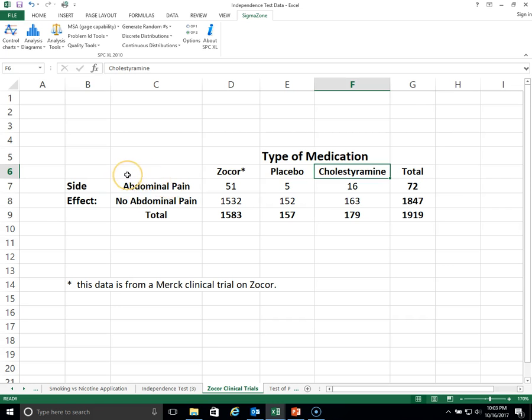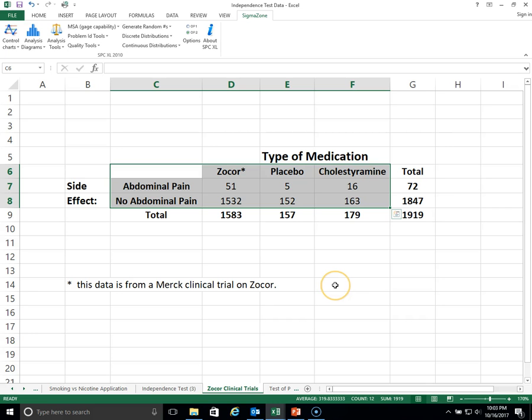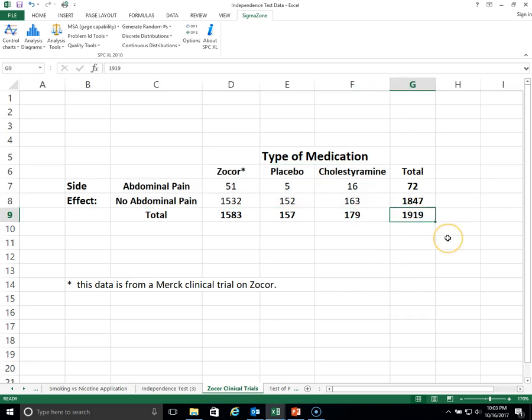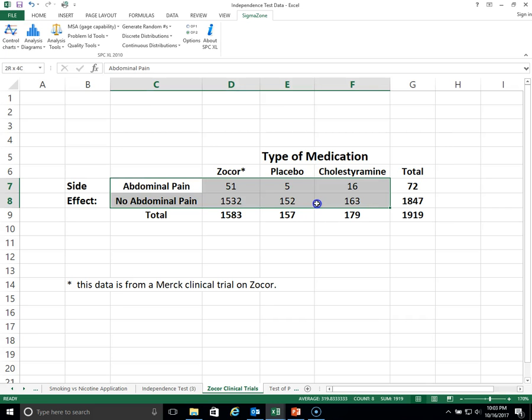So we're going to highlight this data right here, not the subtotals, because the software will give us the subtotals. This is a study of pretty big, almost 2,000 individuals involved in this clinical trial. So we're taking a look at this data right here. I want to highlight the labels here, as well as the individual 6 cells. This is a 2x3 matrix.